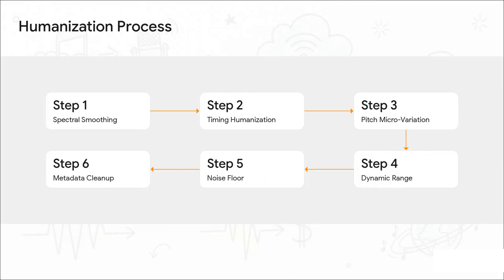Okay, so Undetectr uses this really comprehensive 6-step humanization process. First, it does something called spectral smoothing, which gets rid of those harsh, unnatural frequency spikes that AI just loves to create. Then it does timing humanization, adding these tiny, almost imperceptible variations to the rhythm so it doesn't sound so mechanically perfect. It even adds these little pitch micro variations, to mimic the natural, subtle drift in a human singer's voice. And that's not all. It restores the dynamic range and normalizes the noise floor, so it sounds like it was made in a real studio, not some digital void. And the final touch, which is genius, is the metadata cleanup. It scrubs any info from the file that could identify which AI tool you used. It's a total top-to-bottom approach.